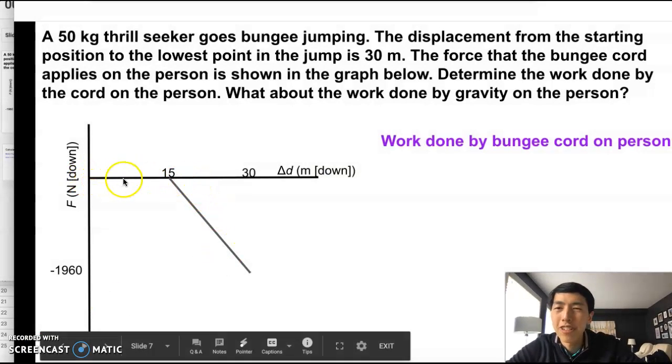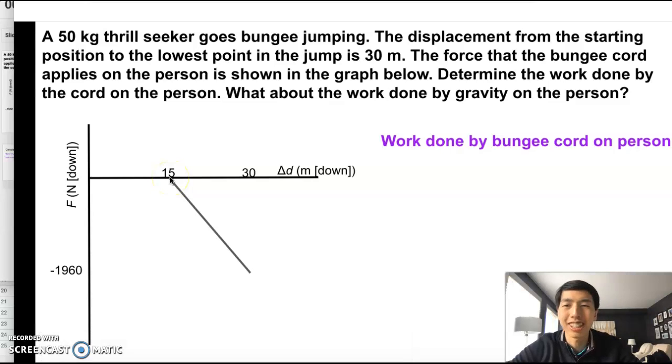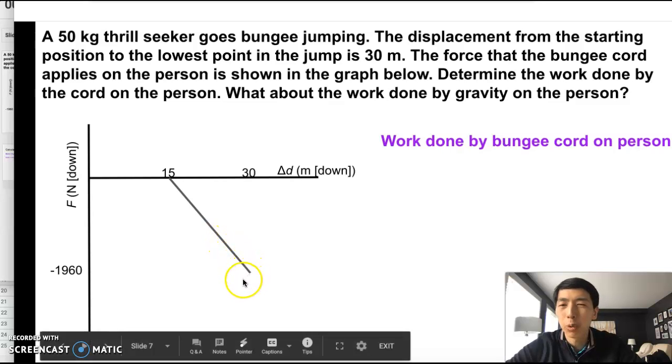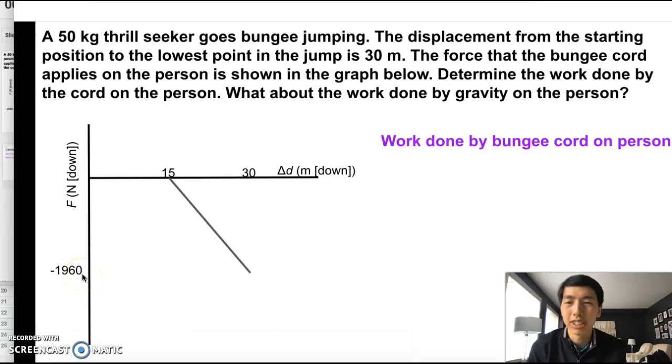So for the first 15 meters, basically, the graph is saying that the cord is still slack. The cord has not begun to stretch yet. And now it begins to stretch, and as it stretches more and more, the force gets stronger and stronger and stronger, all the way to negative 1,960 newtons.